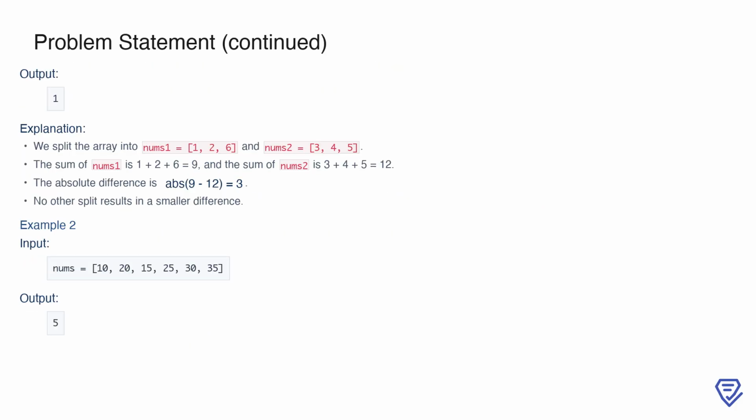To make this more concrete, let's look at an example. Suppose nums is given as 1, 2, 3, 4, 5, 6. One way to split this array is to assign nums1 as 1, 2, 6, and nums2 as 3, 4, 5. The sum of nums1 becomes 1 plus 2 plus 6, which equals 9, while the sum of nums2 is 3 plus 4 plus 5, which equals 12. The absolute difference between these two sums is abs(9 - 12), which equals 3. In this case, no other way of splitting the array results in a smaller absolute difference, so the output is 3. This demonstrates how the goal is to find the split that minimizes this absolute difference.